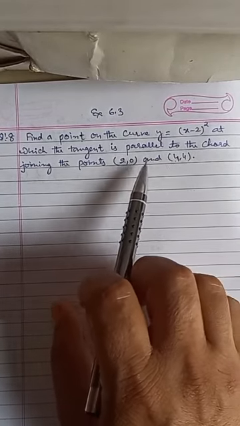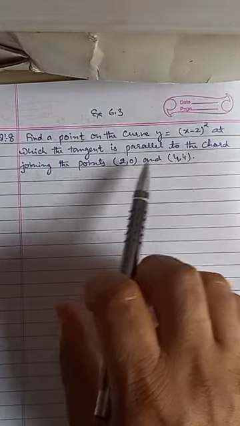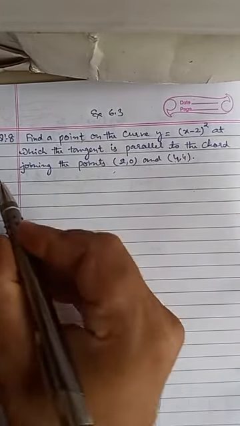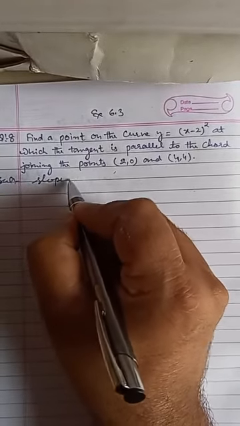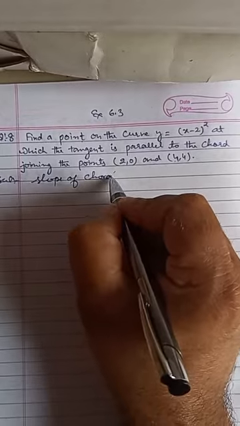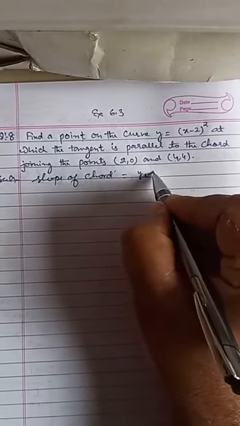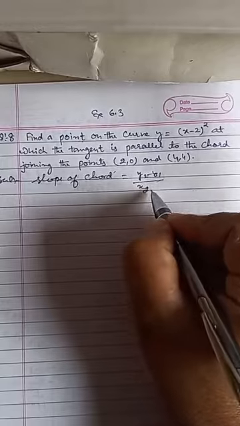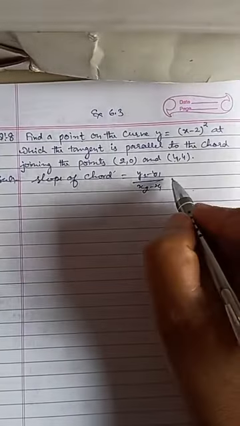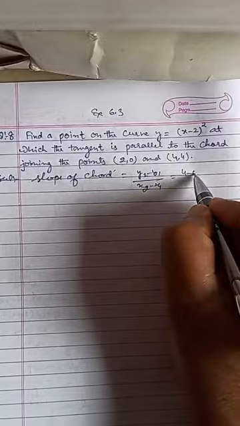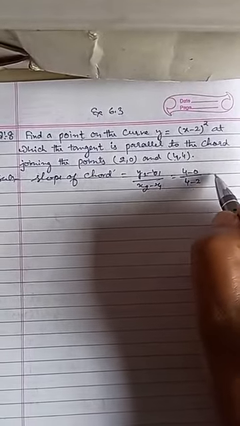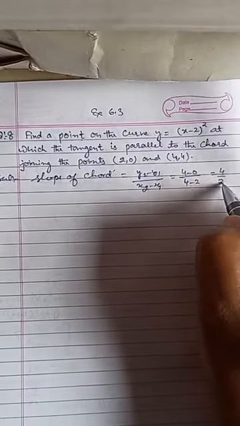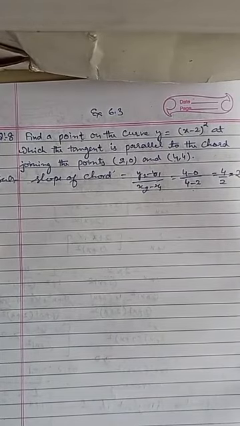Now we have got the chord joining these 2 points. We know how to find the slope of a line joining 2 points. So slope of chord will be equal to (y2 minus y1) upon (x2 minus x1). So it is equal to, y2 is 4, y1 is 0, x2 is 4, x1 is 2. So we have got 4 upon 2, and that is equal to 2. So it is the slope of this chord.